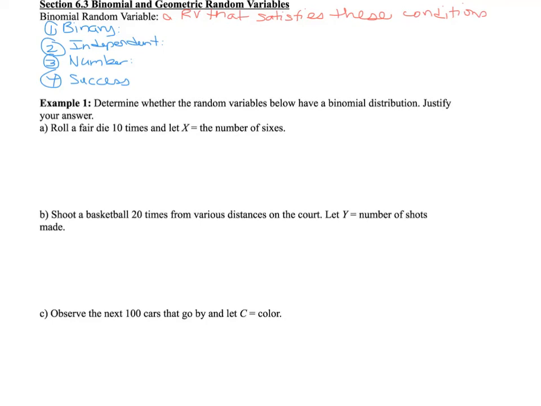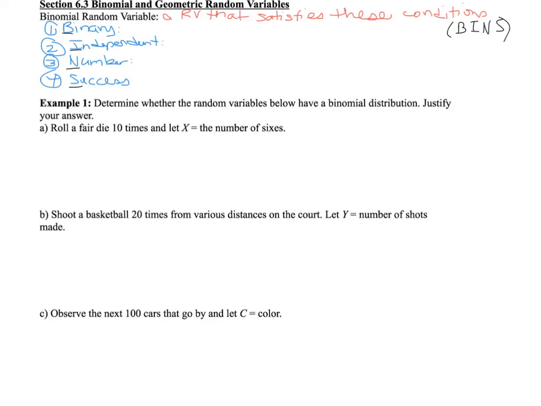This section is about binomial and geometric random variables, and actually today we're only going to talk about the binomial random variables. So a binomial random variable is a random variable that's going to satisfy 4 conditions. And the 4 conditions, you can remember them using BINS, B-I-N-S, are going to give you your 4 conditions.